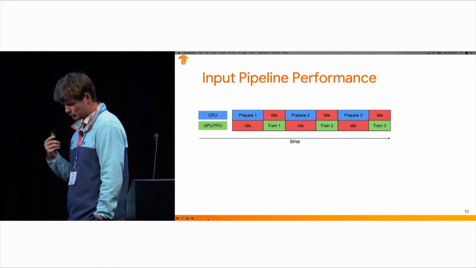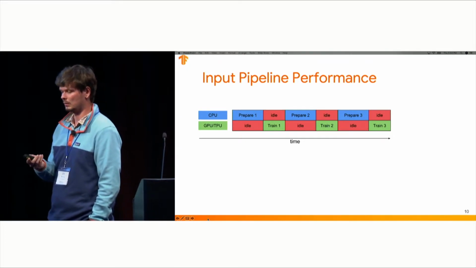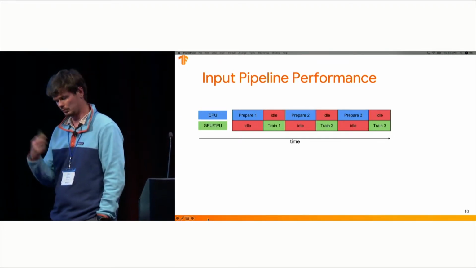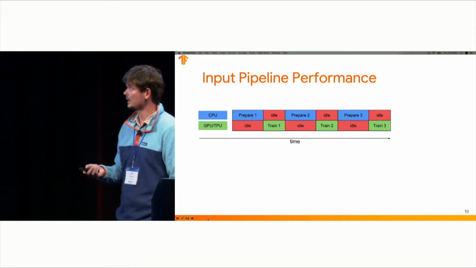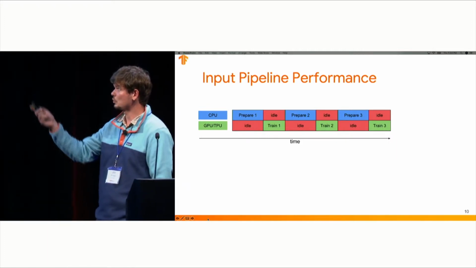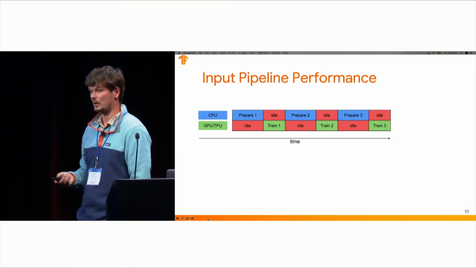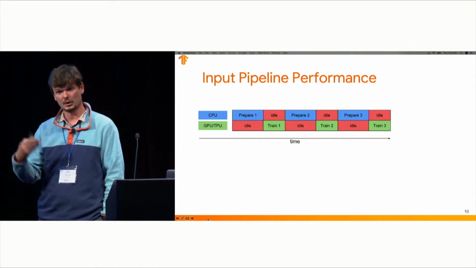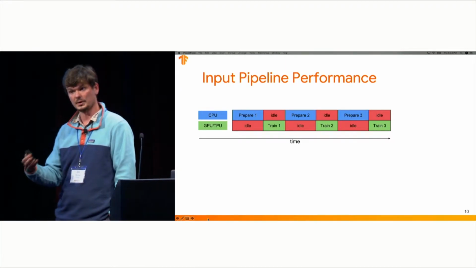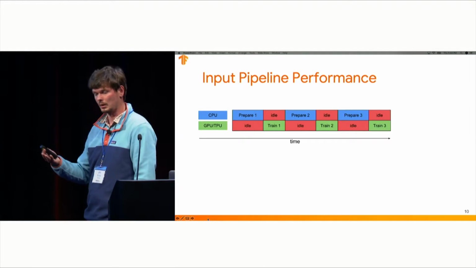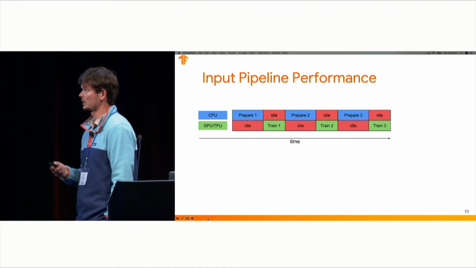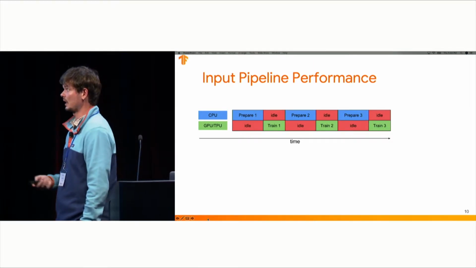If you were to do your input pipeline processing and your machine learning computation naively, you might end up with execution that looks like this, where as you're pre-processing your data for the current step, your accelerator sits idle, and then when you're training on the data pre-processed for the current step, your CPU sits idle.